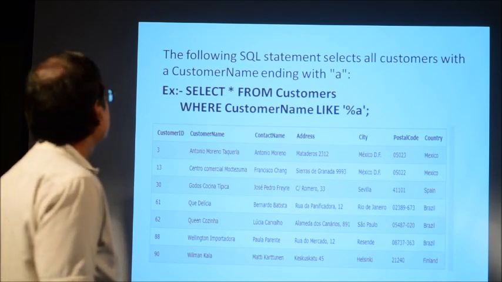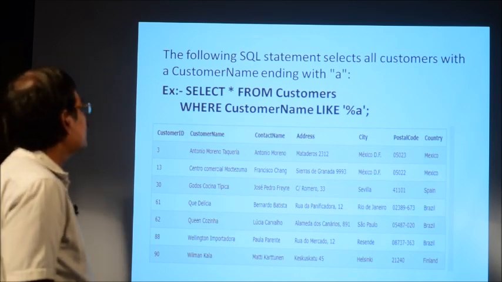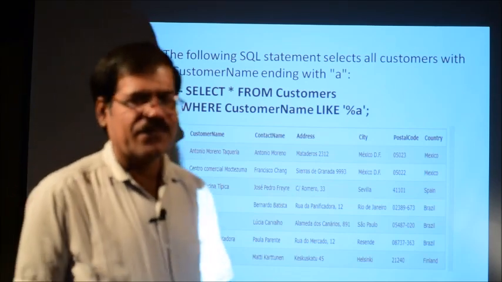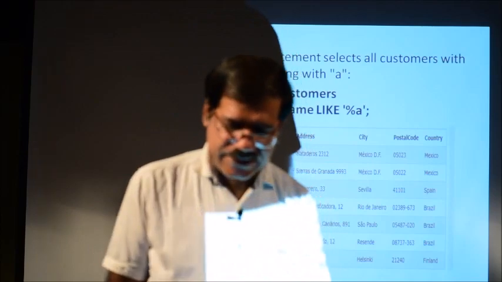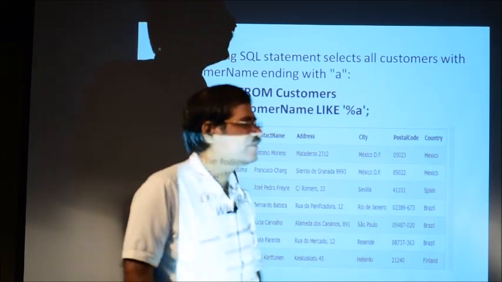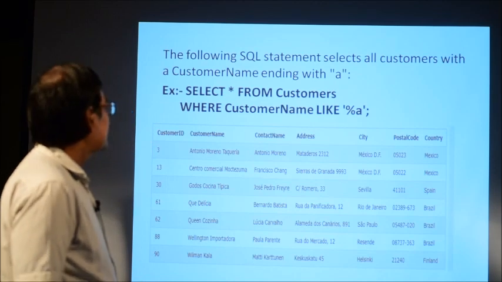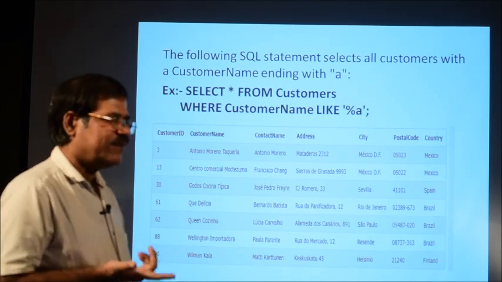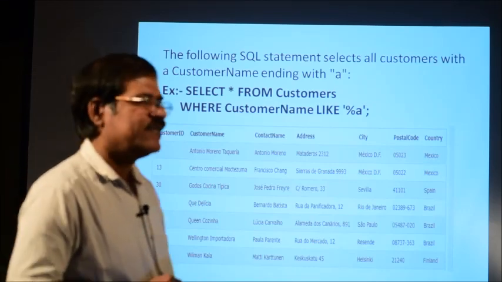Another example. The following SQL statement selects all customers with a customer name ending with A. This is another question. Suppose your boss is asking, show me the customer details of those whose name ends with A, or the ending letter of the name is A. So what do you write? In the previous example the name was starting with A. Here it is just the opposite: those whose name ends with A, show me the details of that customer only.